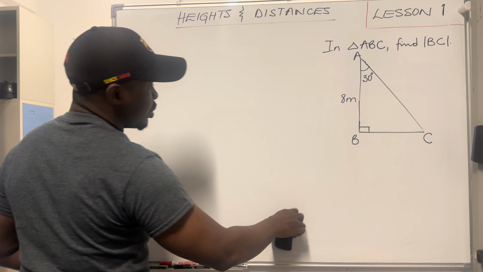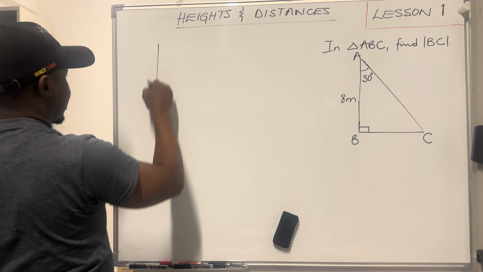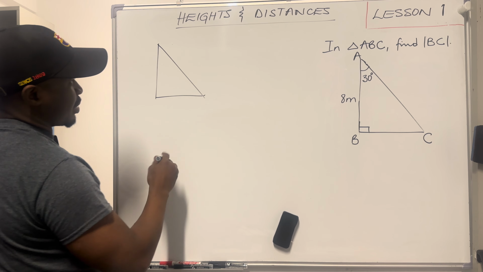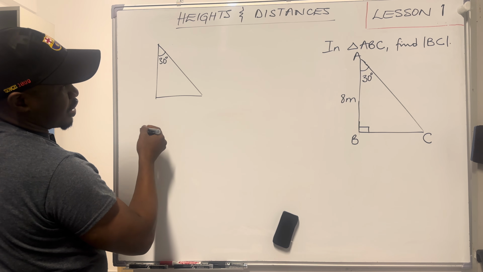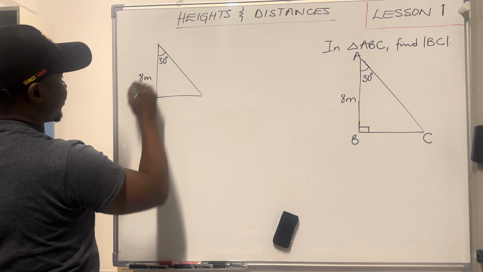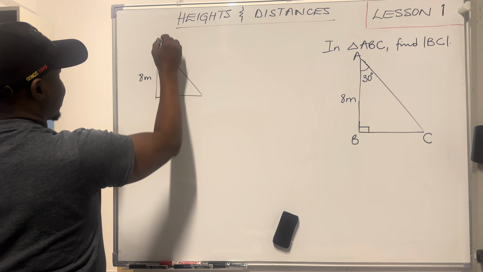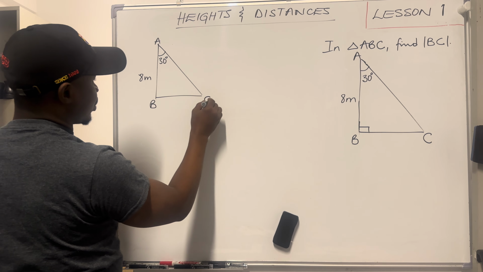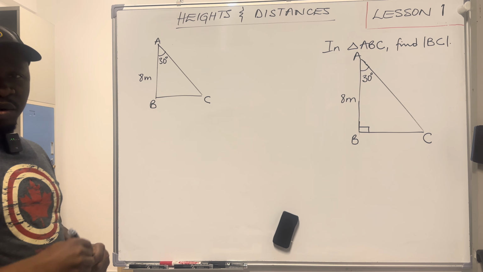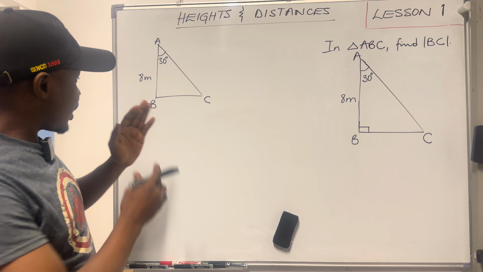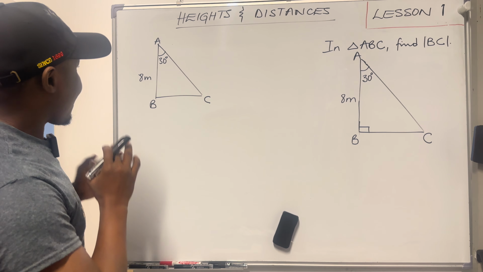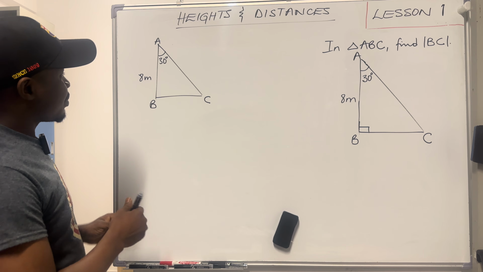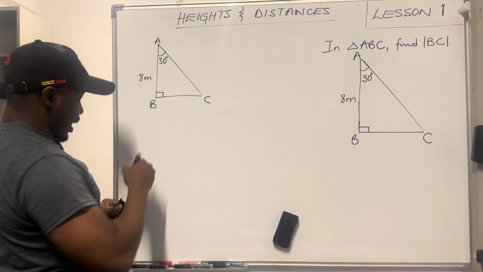So this is what we are given, and here is an angle of 30 degrees. This side is given as 8 meters. This is labeled A, B, C. We want to find this one. The first thing to do, since this is a right angle triangle, so easy and straightforward, is to identify that this angle is 90 degrees.